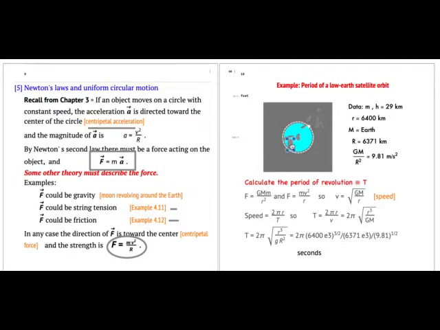Now let's see, I'll call this radius R. That's the radius of the Earth. That's 6,371 kilometers. It's kind of an average measure of the radius of the Earth. The height is 29 kilometers. So the radius of the orbit, which I'll call little r, is 6,400 kilometers.